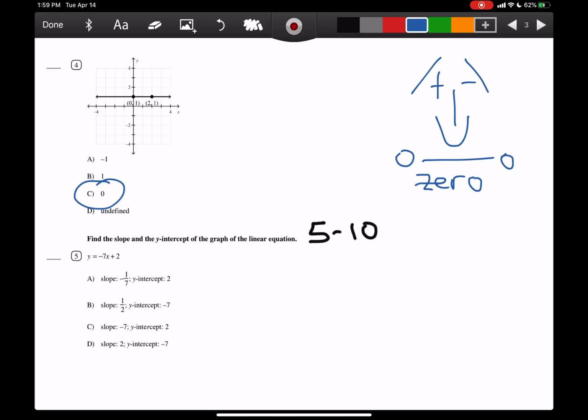All right. For questions number 5 through 10, we're going to be doing the exact same thing. We're going to be finding the slope and the y-intercept of the graph of the linear function. So remember, slope-intercept form, as stated in the Marquez reading.